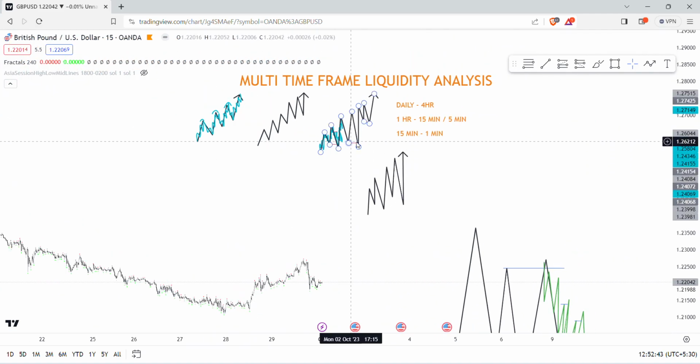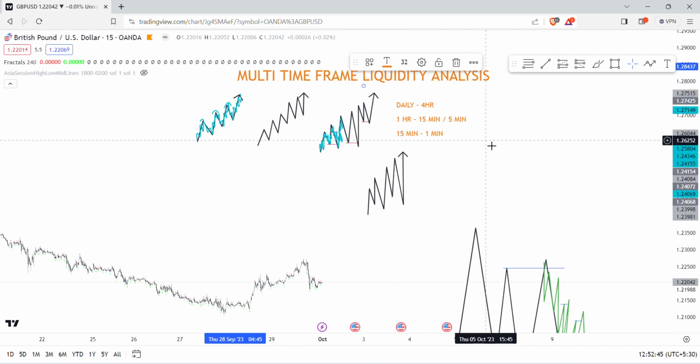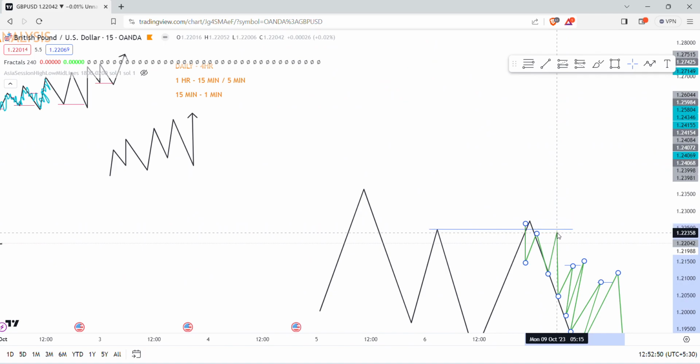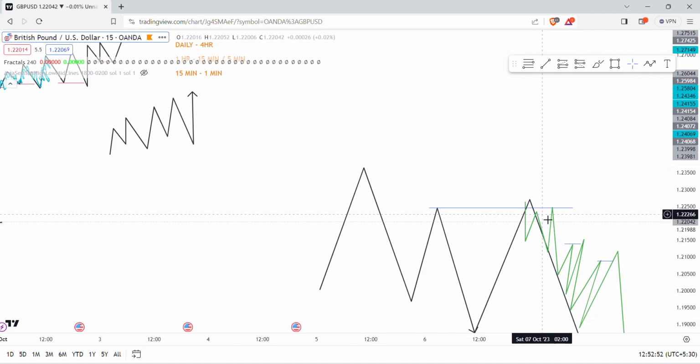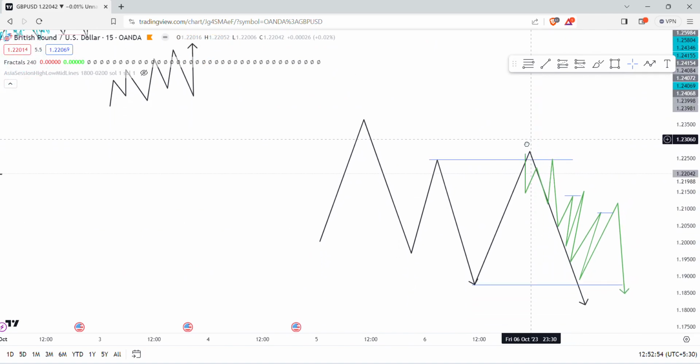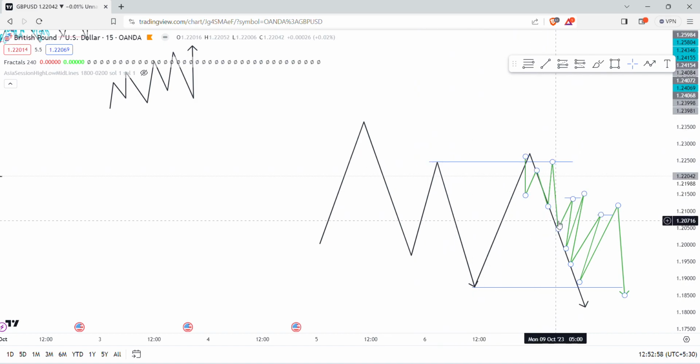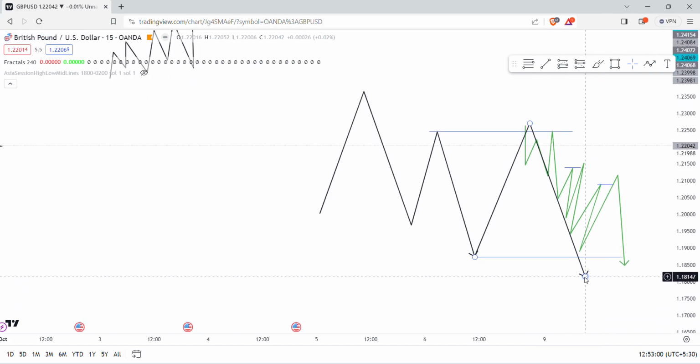So the first thing we should do is always check the daily liquidity. What is the daily liquidity telling us? What's the last recent daily liquidity sweep? The last recent daily liquidity sweep is this liquidity that is taken. If the upside liquidity is taken out, we should focus on the sells. If the downside liquidity is taken out, we should focus on the buys. That's it. Very, very simple strategy.